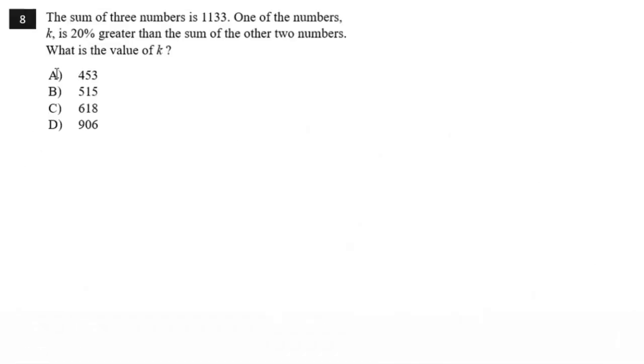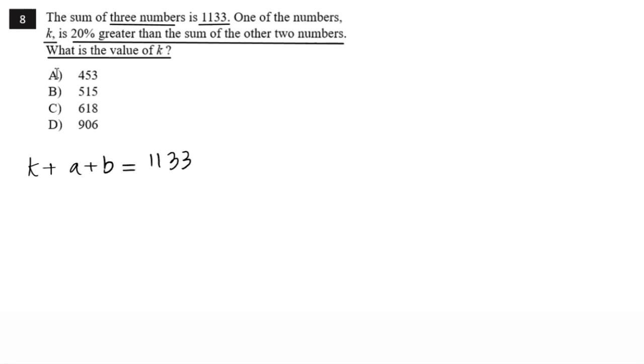Problem 8. The sum of three numbers is 1133. One of the numbers, K, is 20% greater than the sum of the other two numbers. What is the value of K? So we know that one of the numbers is K and the other two, let's call them A plus B, and we know that they add up to 1133. Another condition which is given is K is 20% more, so that's 120% of the sum of A and B, the other two numbers. So I need to figure out what K is.